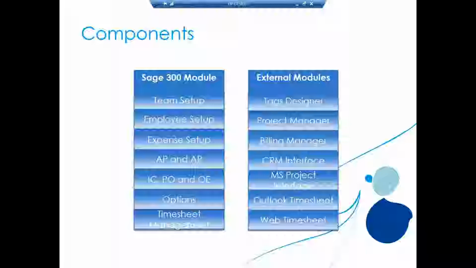The core of the product is a Sage 300 module written in the SDK, just like the general ledger or the accounts payable. This component runs inside of Sage 300 and provides functions for the finance and administration team. There are also a number of external components that run outside of Sage 300. These components are intended to be deployed to users who are not your normal Sage 300 user, and they push out functionality that these users require.